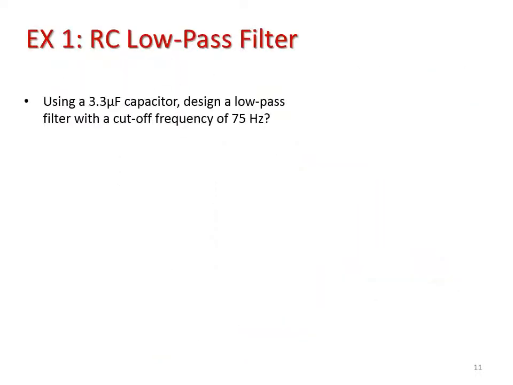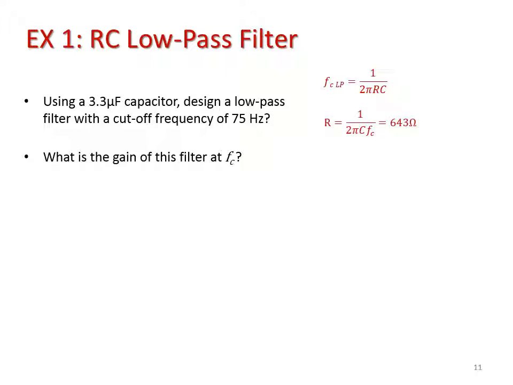So here we have an exercise, an RC low pass filter, that we'll solve in class. Here are the equations that we need. Using a 3.3 µF capacitor, design a low frequency filter with a cutoff frequency of 75 hertz. Again, we can use the equation on the right to find what resistance value we need, because we have the frequency and we have our C, and so we can use that to calculate our values. Then we can calculate what our gain is for this circuit.